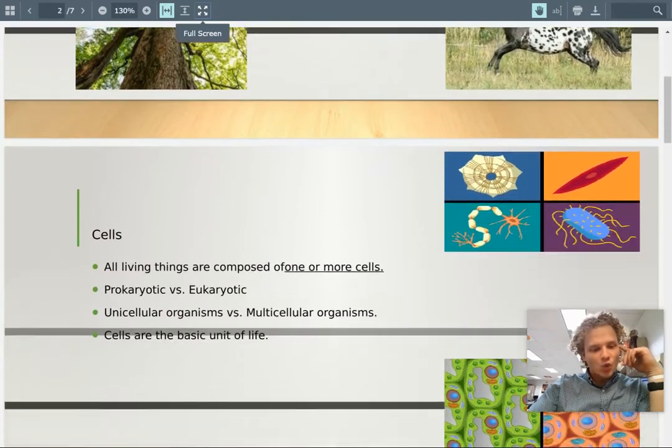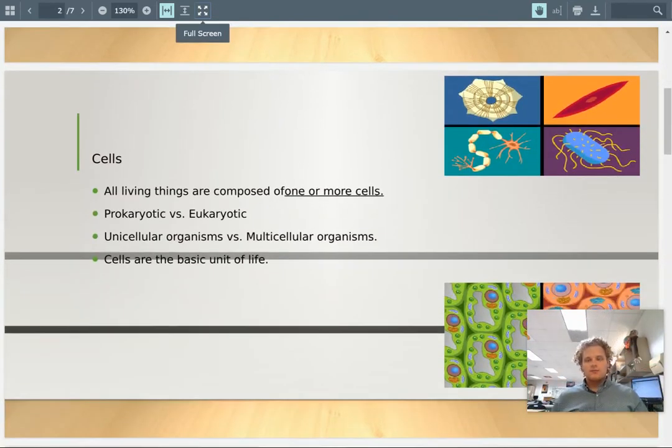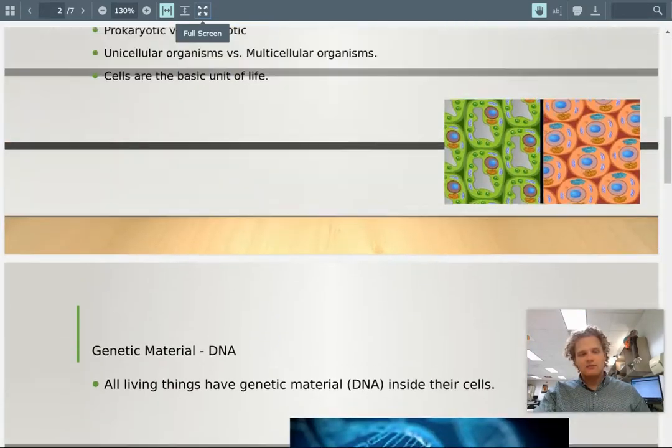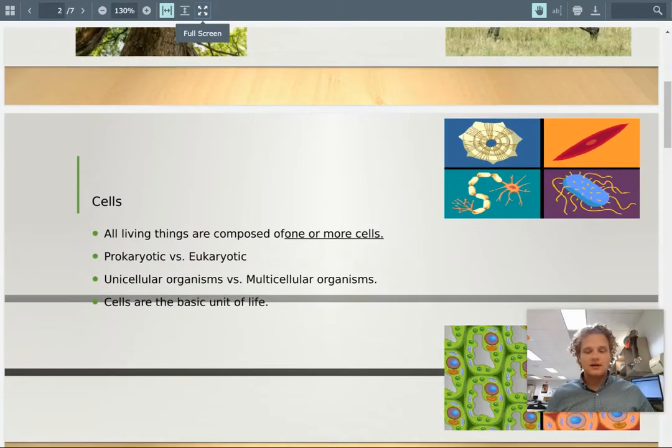So one of the first characteristics of life, and I believe we're gonna have 7 of them as we flip through these slides, is all things got to have cells. Okay, we're going to have a whole unit on cells, so don't worry. We're going to learn all about them, all their organelles, everything that's inside those cells and how they operate, how they function.